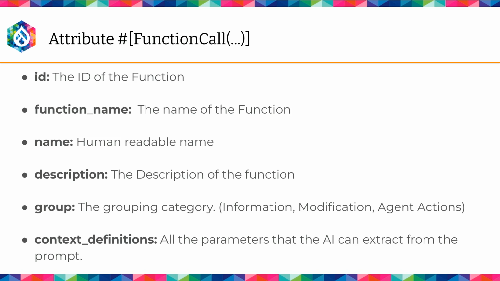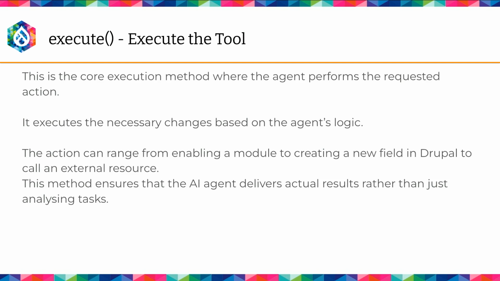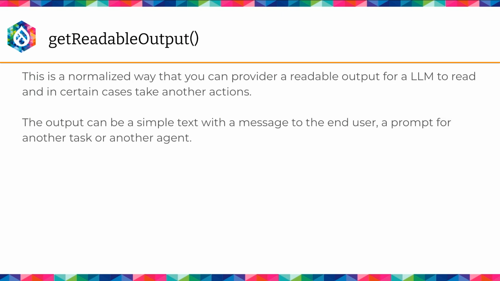And then we have the context definition. Here is where we can pass variables to the tool. From the prompt, the LLM will extract the context that it needs, and it will pass it as a string or as another type to the function. Then we have the method execute, and this basically executes your code. That can be something inside Drupal or outside Drupal, calling an external service. Then we have the get readable output in the same class, that basically outputs successful messages or just a message for the agent or for another tool to be used.